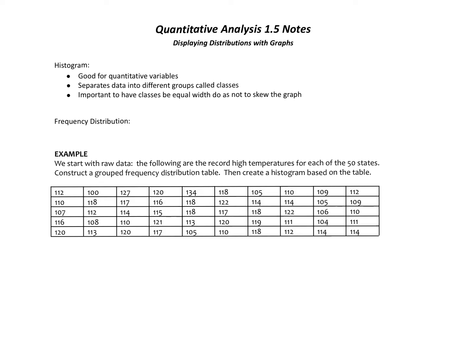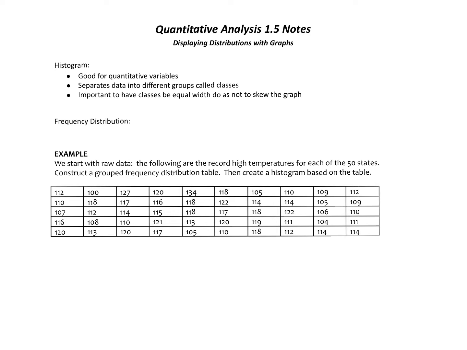All right, so last section we talked about some graphs with categorical variables. We talked about the bar chart and the pie chart. So today we're going to talk about some graphs for displaying quantitative data, numbers and things like that.